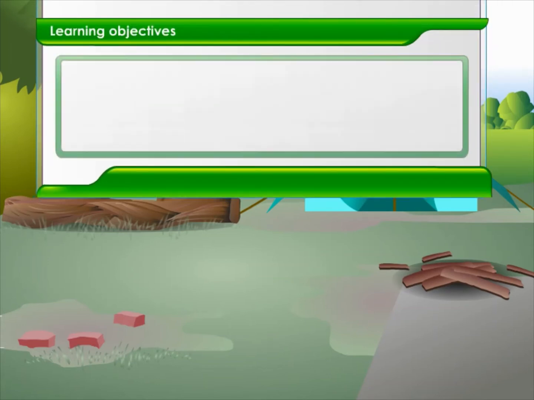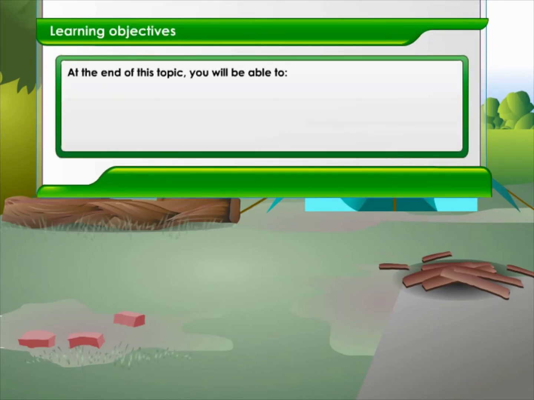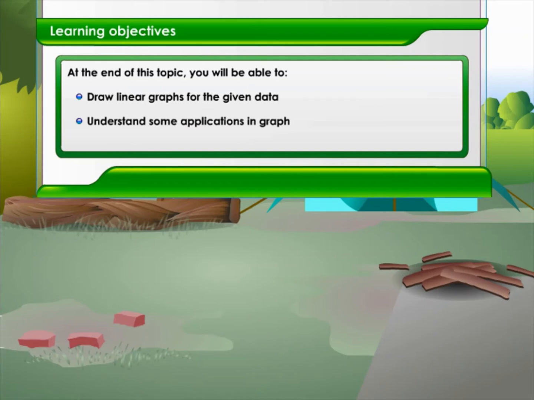Learning objectives. At the end of this topic, you will be able to draw linear graphs for the given data, and understand some applications in graph.